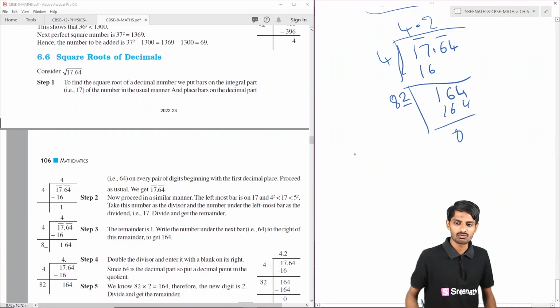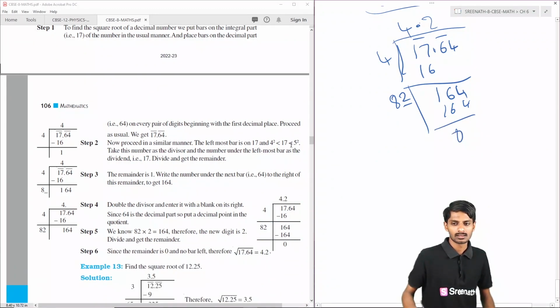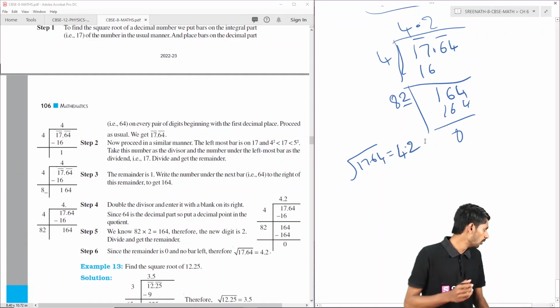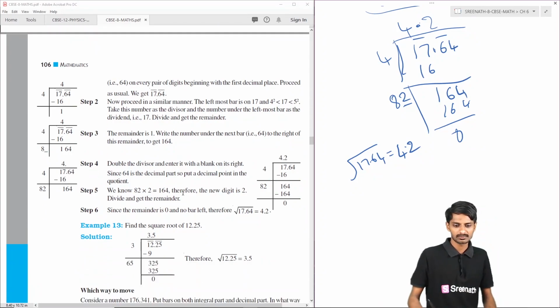The final remainder is 0. So 4.2 is the square root. Therefore the square root of 17.64 is equal to 4.2. That's it.